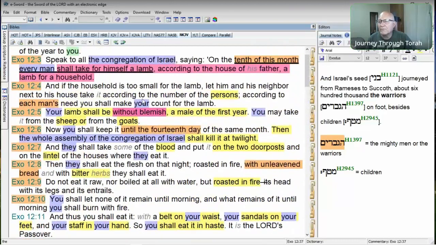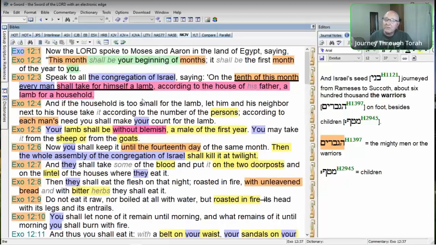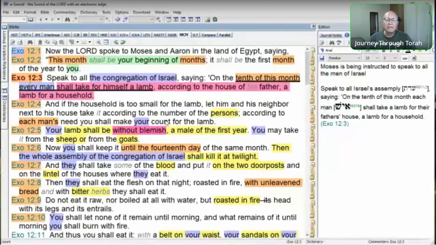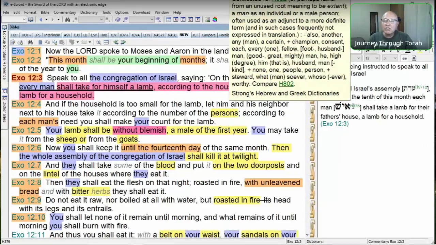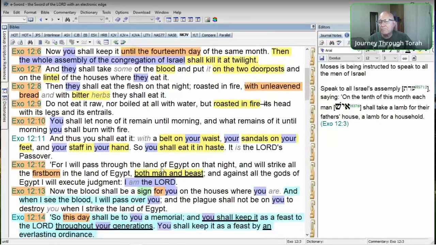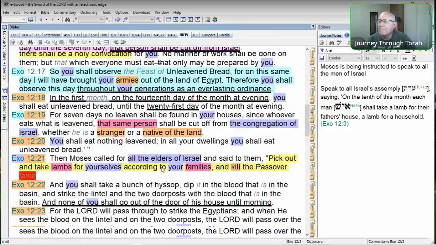Boy, it's really long, isn't it? Congregation of Israel. Who are we talking about? It says, the congregation of Israel on the 10th day of the month, every man, not every person, every man. There it is. Every man, each. There are no ladies. So we were talking about men. Every one of these purple colored things are talking about men.